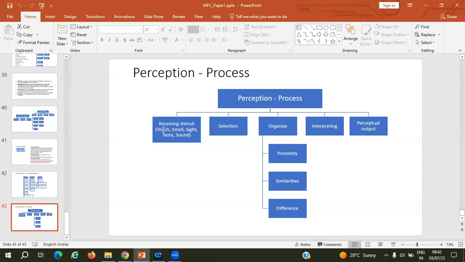Interpreting is another process. Once you have selected and organized, then you are interpreting. What is interpretation here? Okay, I had a similar car long back, whatever I saw. That is the interpretation. Before you come to this conclusion, all these steps are happening. You are receiving all the input, selecting, organizing, then interpreting.